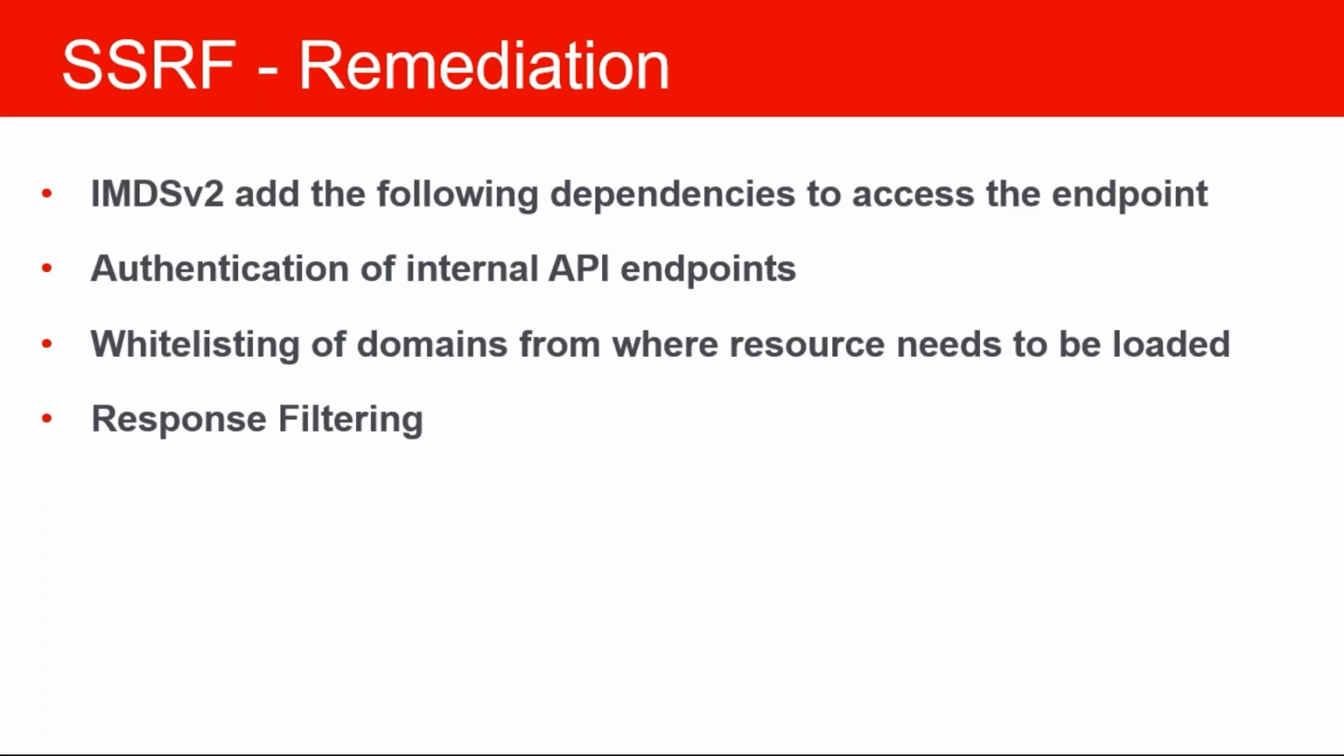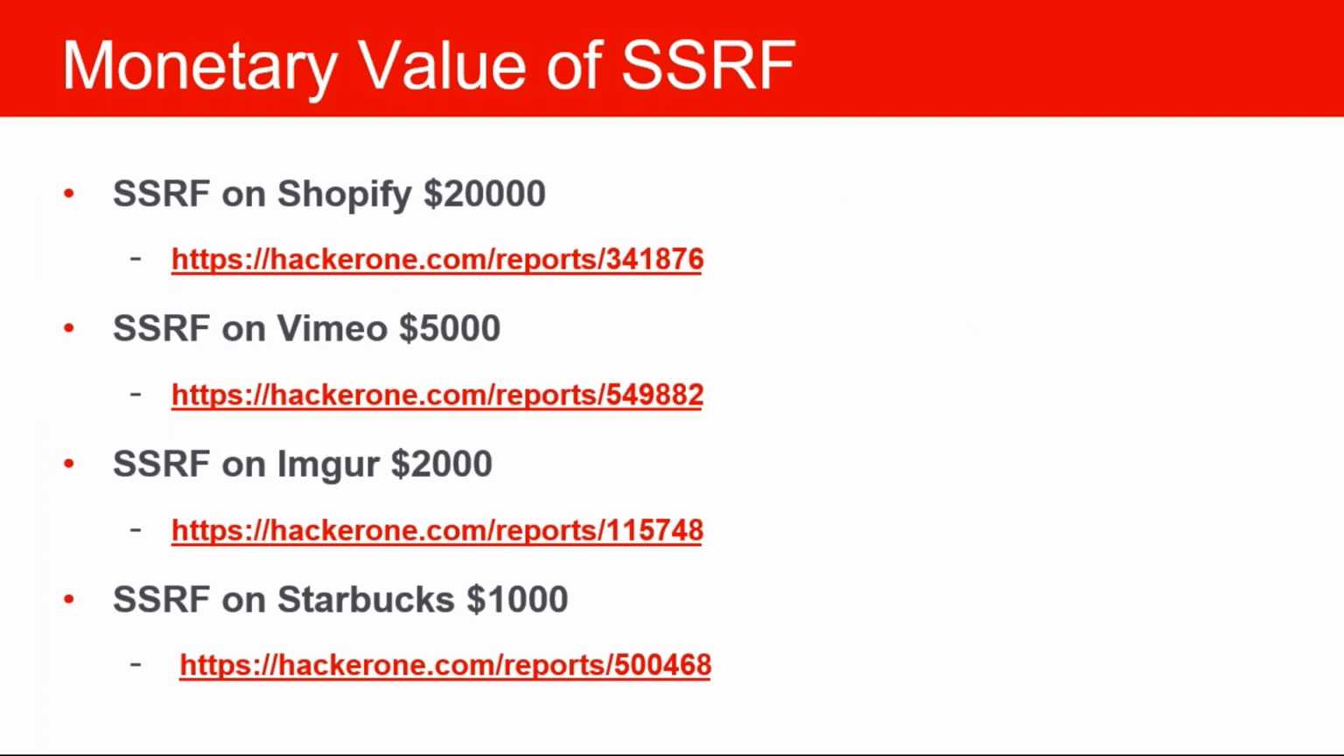So if you're allowing only images or PDFs to be requested, then you can perform response filtering. If, let's say, you are allowing only images and instead of images you are getting text data or JSON data, then you can simply go ahead and reject that particular request. And this is the monetary value of SSRF as well.